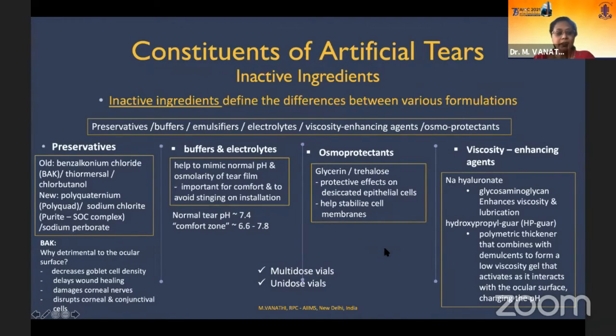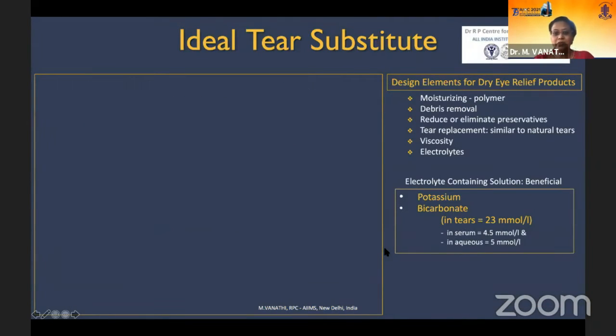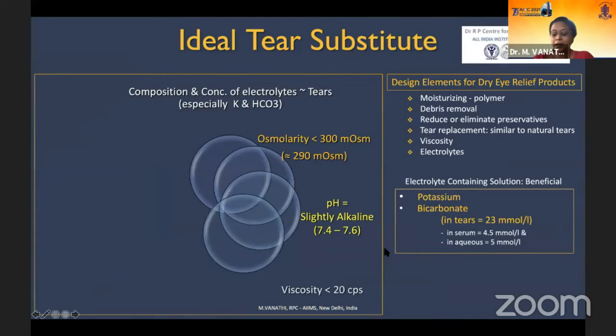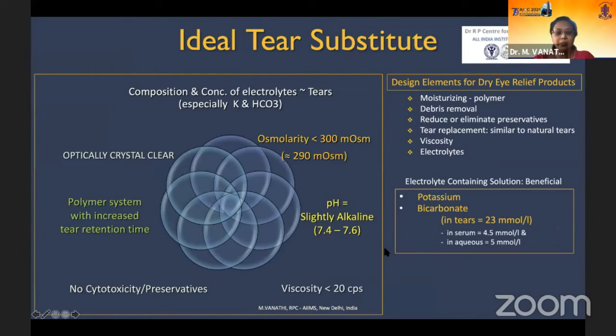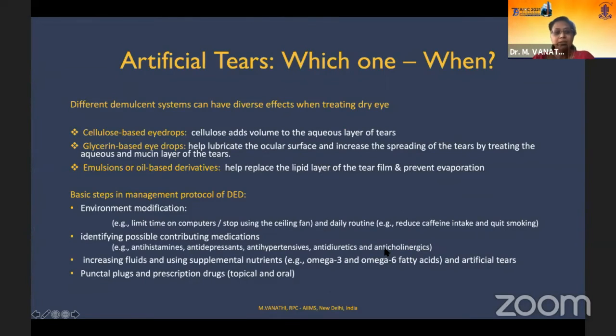What are the inactive ingredients? These largely comprise of preservatives, buffers and electrolytes, osmoprotectants, and viscosity enhancing agents. So understanding what your teardrop contains is going to go a long way in what you would probably like to prescribe for the patient, depending on the ocular surface pathology which he or she is having. So an ideal drop needs to manage all these components which you're seeing on your screens now. The different delivery systems which we have in hand are cellulose-based, glycerin-based, and emulsion-based.